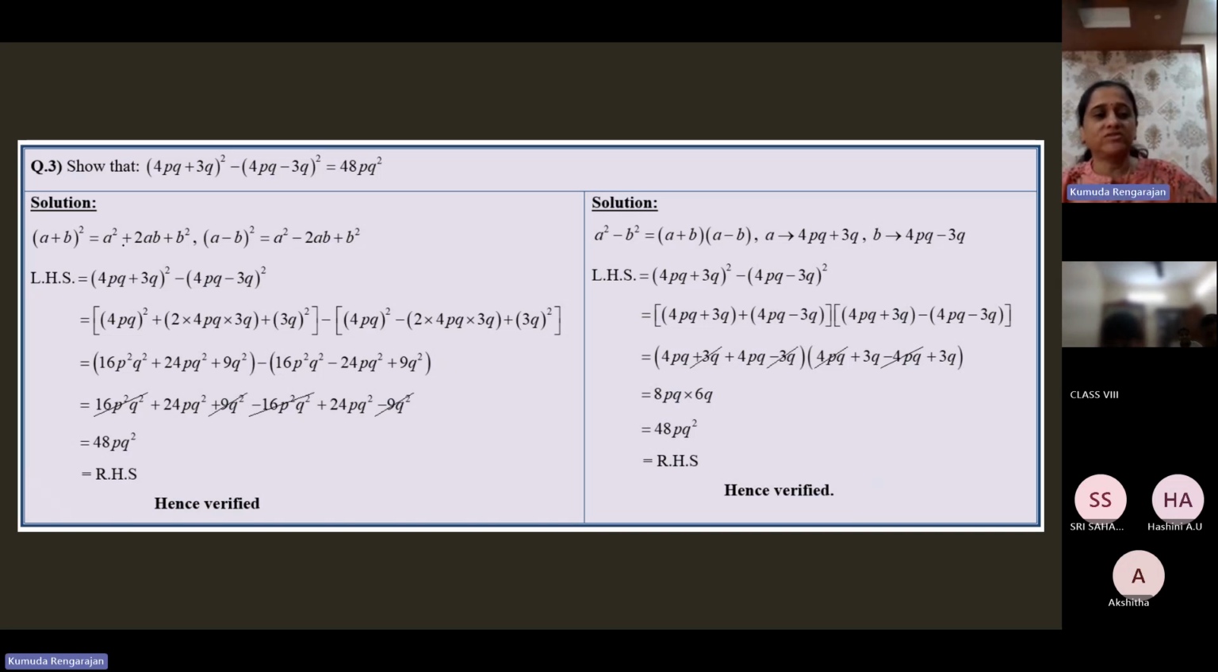So I've done it in both the ways, children. You should practice it in both the ways. So take up the LHS, work it, take the LHS, work it.